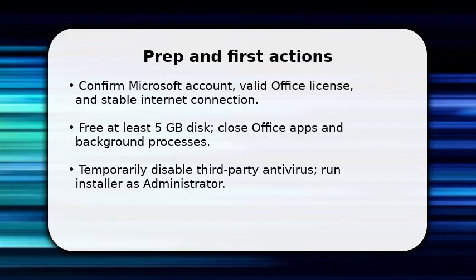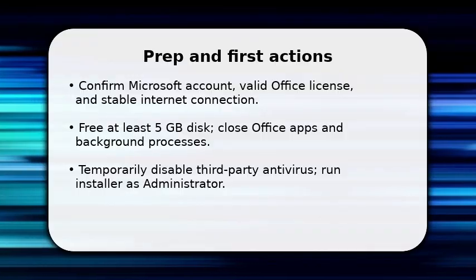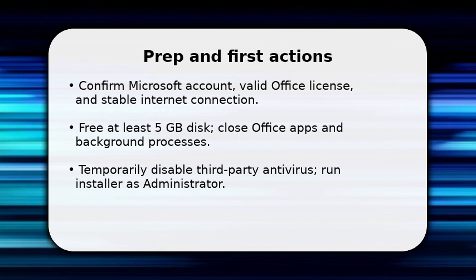Temporarily disable third-party antivirus or firewall that might block installation. Finally, right-click the installer and choose Run as Administrator so permissions don't cause a failure. This reduces immediate permission and file lock problems.